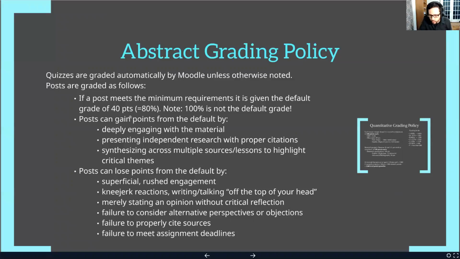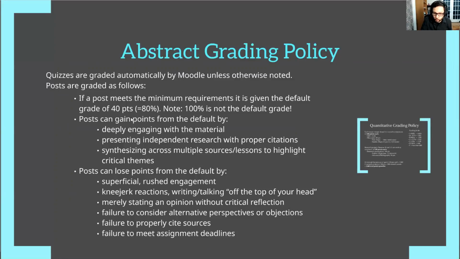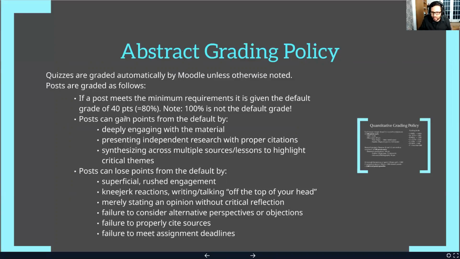Now, I say this is a strict policy because what this means is that the grades tend towards 80%. If you're just meeting the minimum requirements, remember the minimum requirements are a 400-word post, and you're not going above and beyond that, then you're probably going to get 40 points out of 50, which is an 80%, which is a B. If you want better than a B, then you have to go beyond the minimum requirements.